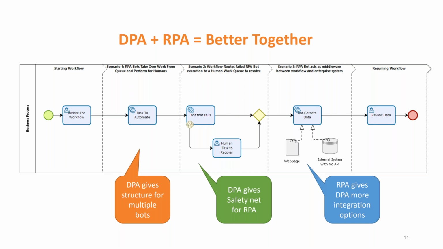But I think above and beyond that, what's really very interesting is that DPA can give structure for multiple bots to run. So in other words, rather than having a giant robot that does everything, you could use a DPA process to chain together different robots and human workers into a complete end-to-end process, where maybe the initial step is someone initiating the workflow and inputting information, a robot automates a task, then automates another task, it has a task to recover, it gathers some data, and then it routes to someone to review the workflow, all the information that's being collected, and move the process forward in a normal way.